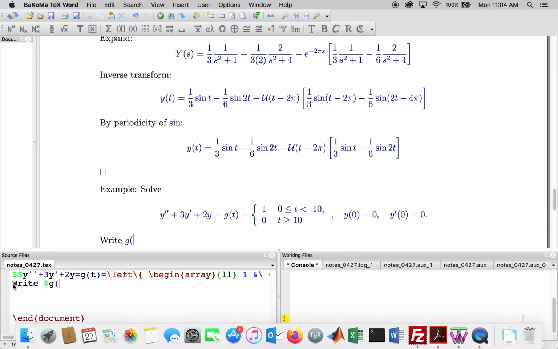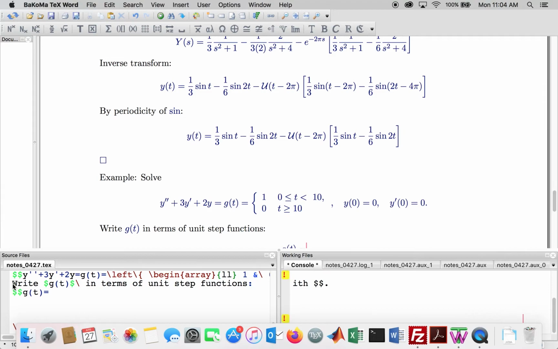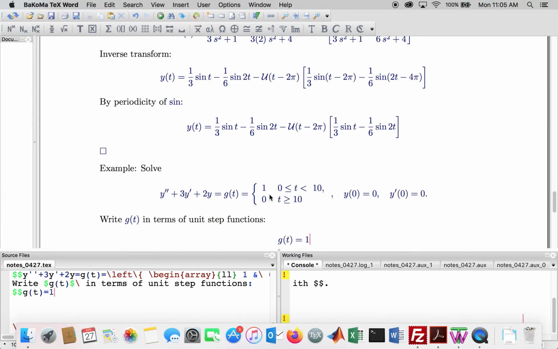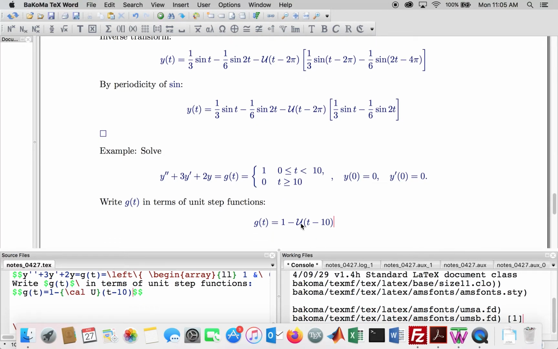Now, first thing to do, write g of t in terms of unit step function. So g of t starts out being 1. So whatever is being turned on at t equals 0, just go ahead and put it in there. And then I will turn off 1 at t equals 10. So I have a step function at t minus 10 because we're turning off at time t equals 10, multiplied by a function you're turning off, which in this case is 1.